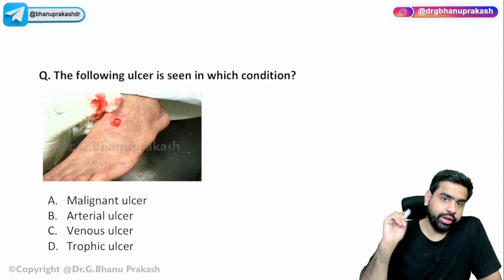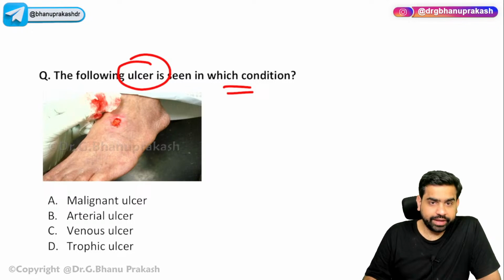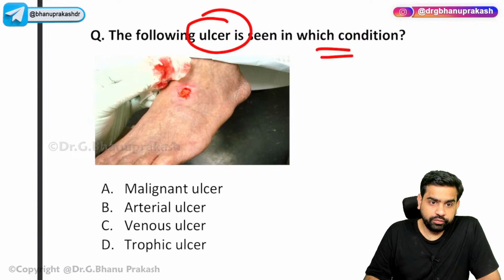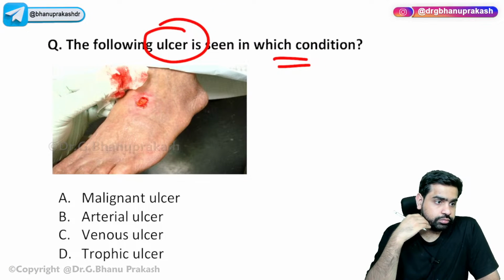Now, which type of ulcer is this particular patient having? Can you please help me with this? Is it a malignant ulcer, arterial ulcer, venous ulcer, or trophic ulcer? What is the answer over here?